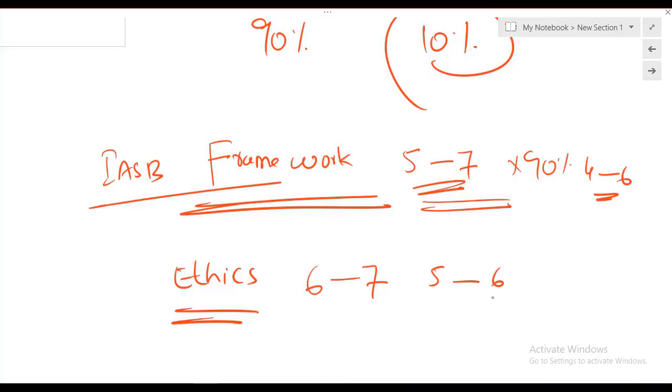You need to be really good in consolidation. You must be really good in the IASB framework. And the last one is you must be really good in ethics. So only these 3 areas can give you very easily around 31, 32 marks.